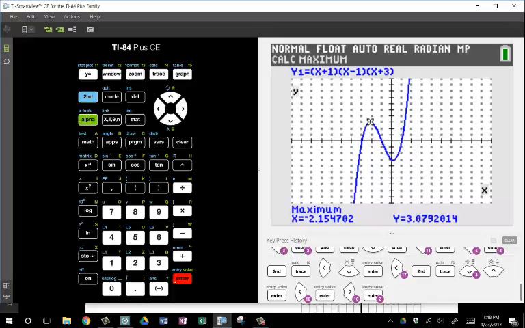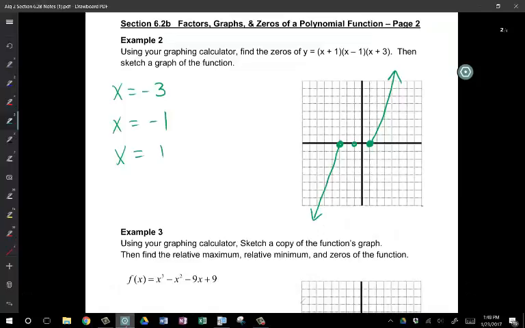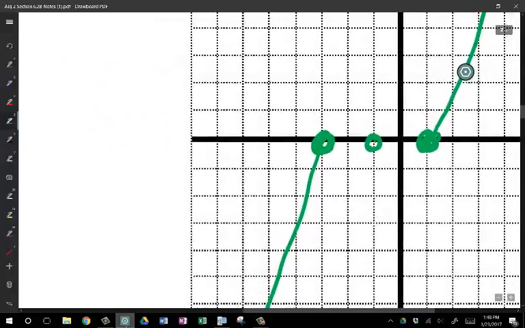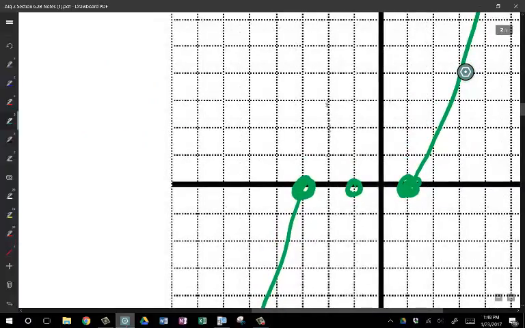Negative 2.15, and do I round up or no? Yes. Negative 2.155. And my y value? 3.079. Whenever we are doing points in here, Peter, 3 decimals of accuracy. So, I have that written down. Let's plot that now. Negative 2.1 and positive 3.0. So negative 2.1, positive 3.0.